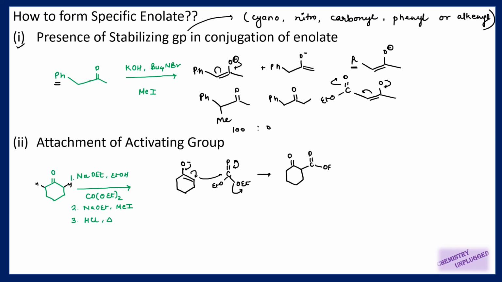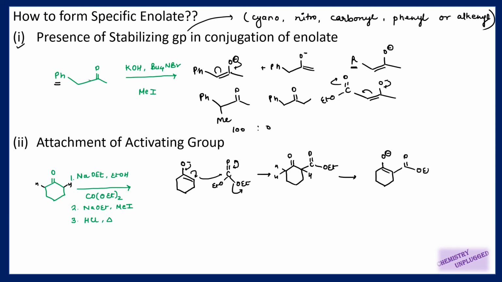Now this carbon is more active, or you can say that the hydrogen attached here is more active as compared to this one, because it is in between two carbonyl groups, so it is more acidic as compared to any of these two. So if next time again I am using a base, I will have to generate an enolate from this carbon only, and I will get an enolate like this.